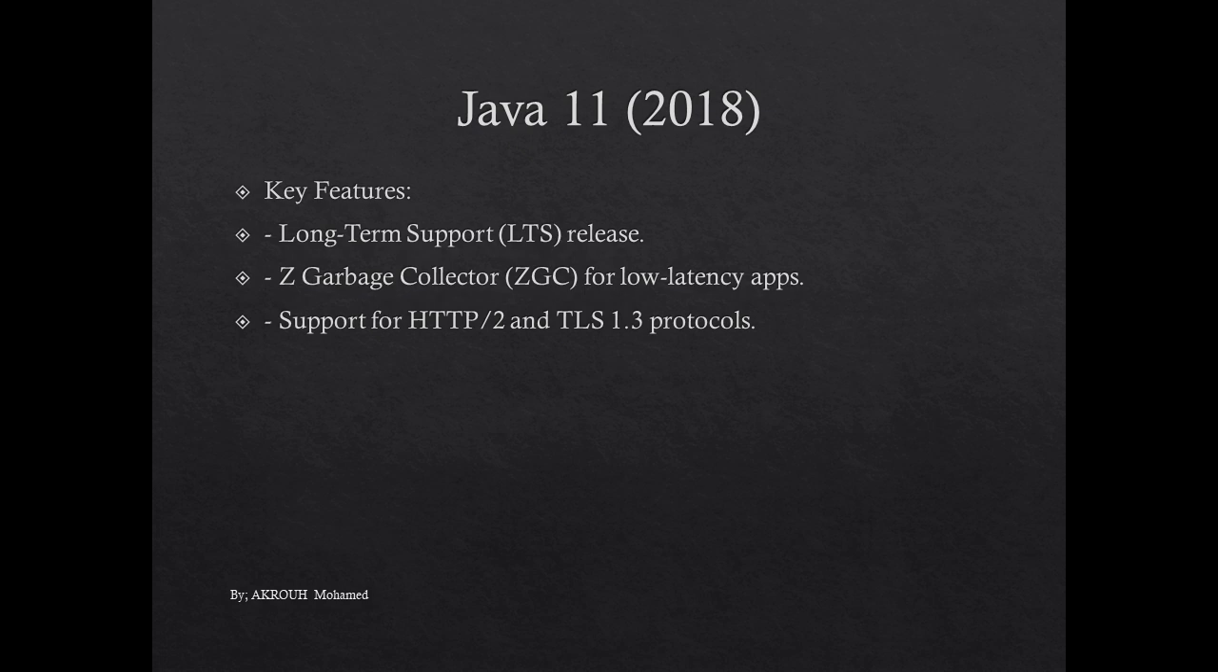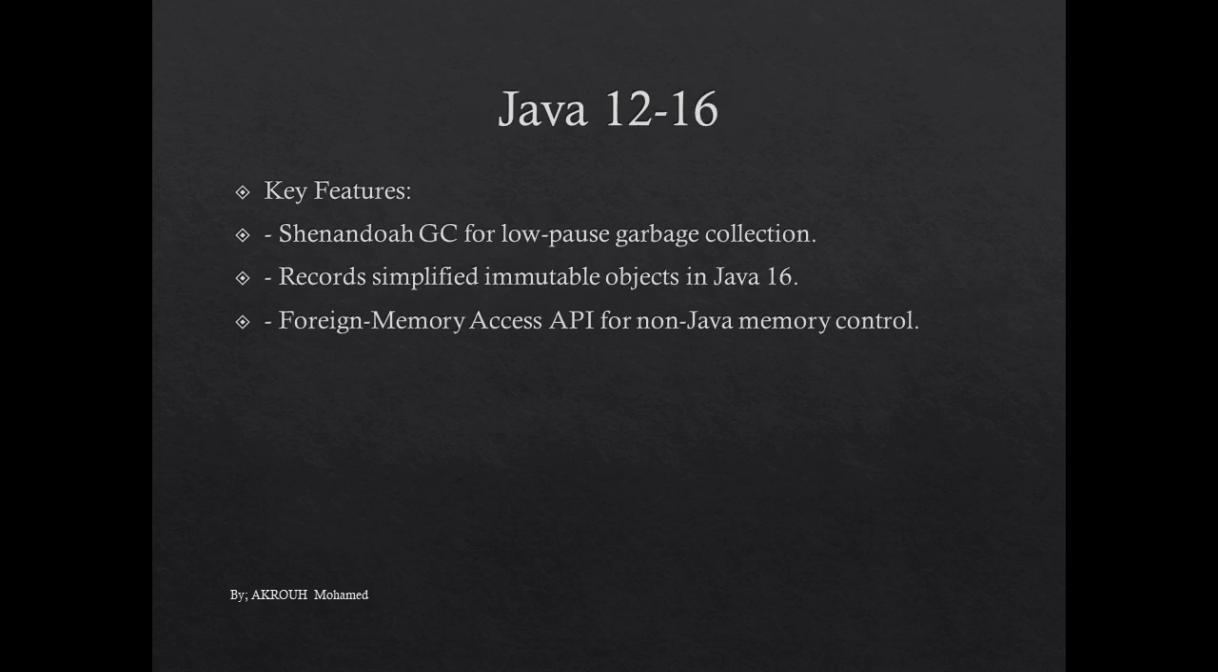The new Z garbage collector, ZGC, was designed for low-latency applications, and Java 11 added support for HTTP/2 and TLS 1.3 protocols. Additionally, the var keyword was extended to lambda expressions, and dynamic class file constants were introduced for better JVM optimizations. Between Java 12 and Java 16, several incremental updates were introduced.